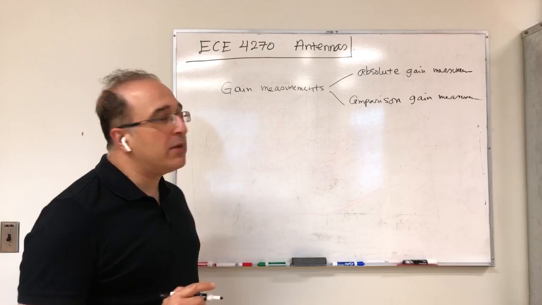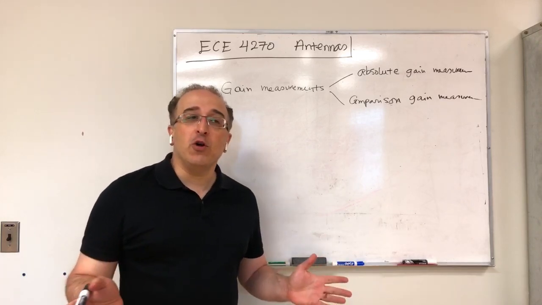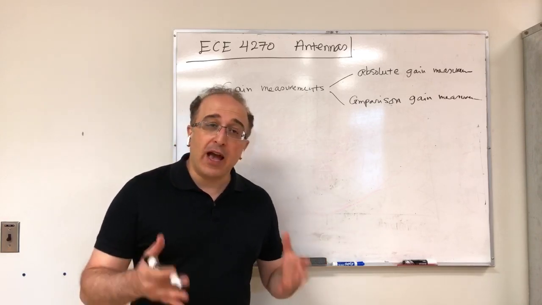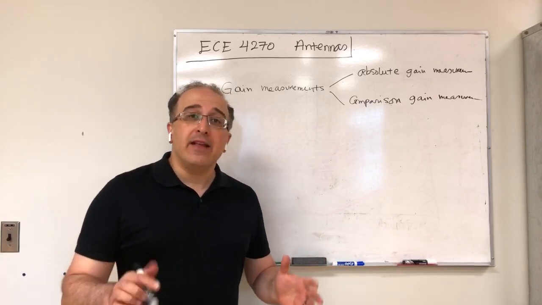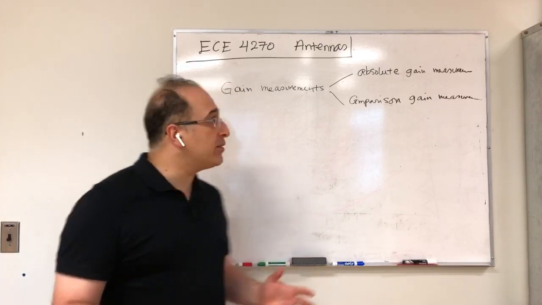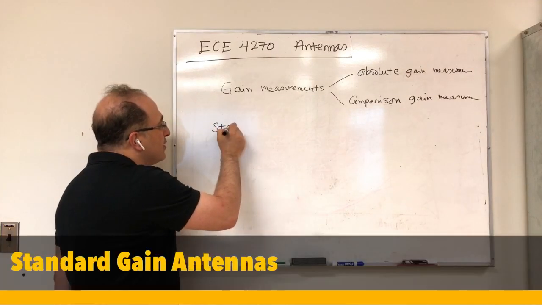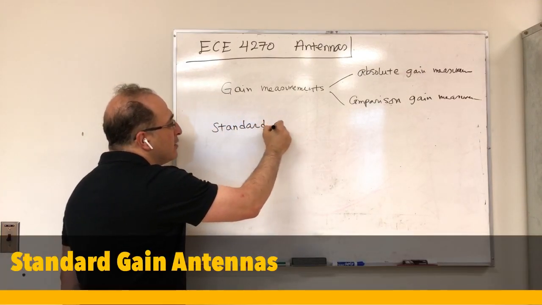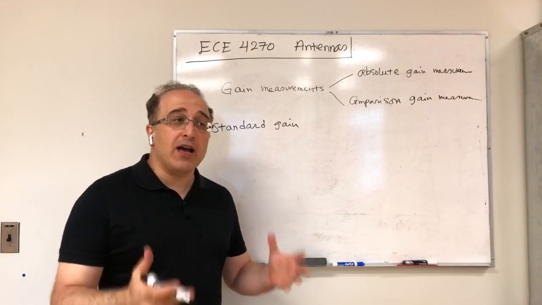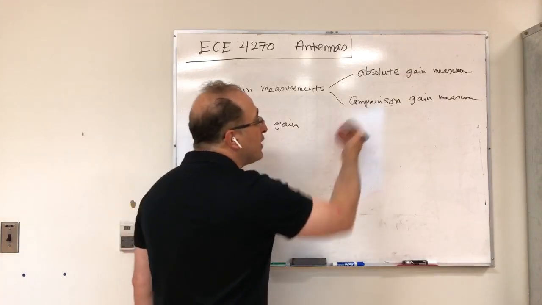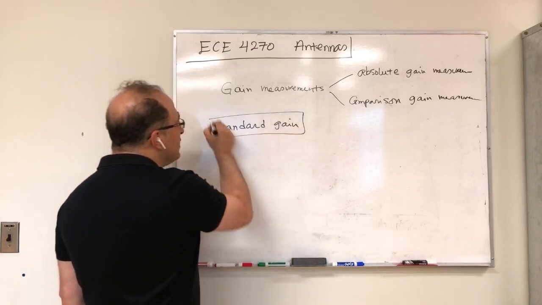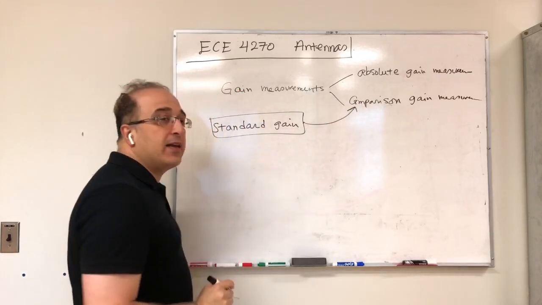In comparison gain measurement, you need an antenna that you already know the gain of. Sometimes we purchase antennas whose gain we already know at a certain frequency. These antennas are called standard gain antennas. If you do have access to them, then you compare your antenna under test with the standard gain, and that essentially becomes comparison gain measurement.